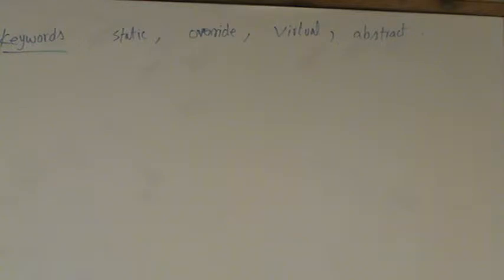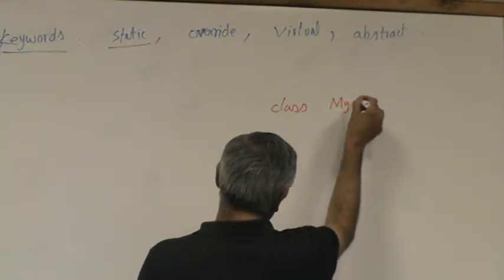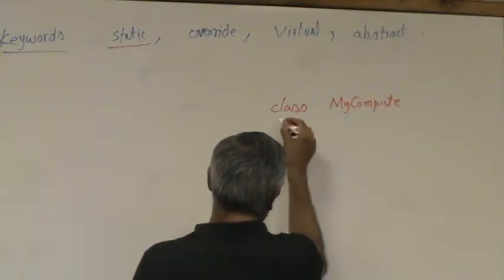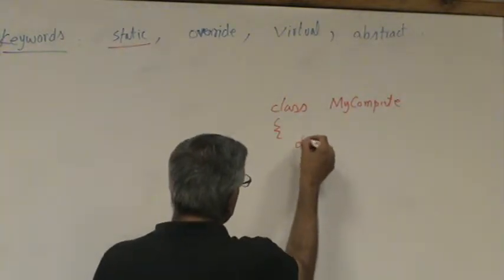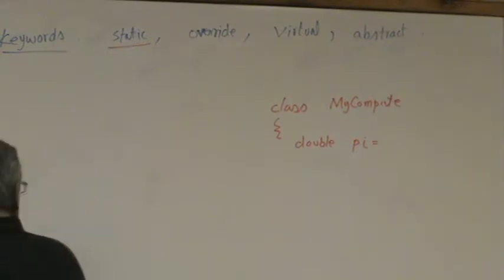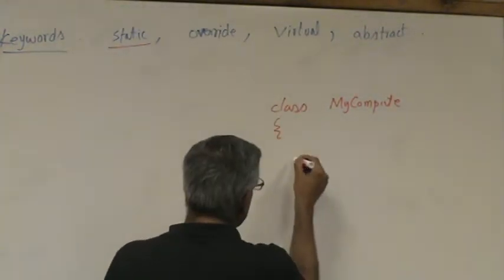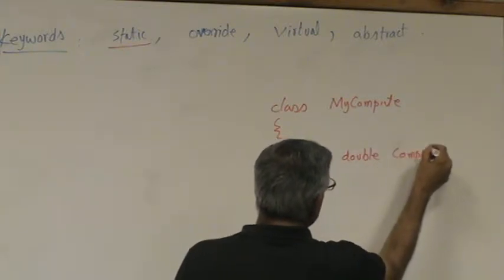So next thing we need to understand is what's the meaning of these keywords. So I'll give you small examples to clarify the meaning of these. Okay, so let's come to the static keyword first. Now suppose you created a class. Let's say MyCompute. And inside this, you wrote 2 functions. First, let me say public double ComputeArea.